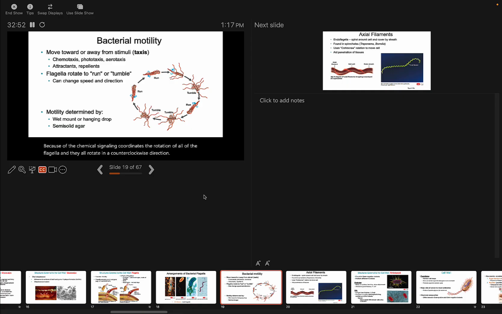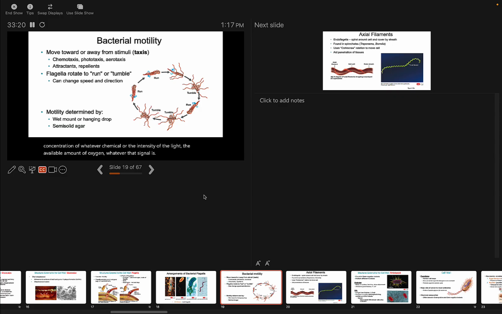When that happens, the bacteria enter what's called a run motility. So they just kind of move in a straight line. And again, they can't smell, they can't see, they don't know. They go based on the chemical signaling, usually based on the concentration of whatever chemical or the intensity of the light, or the available amount of oxygen, whatever that signal is.